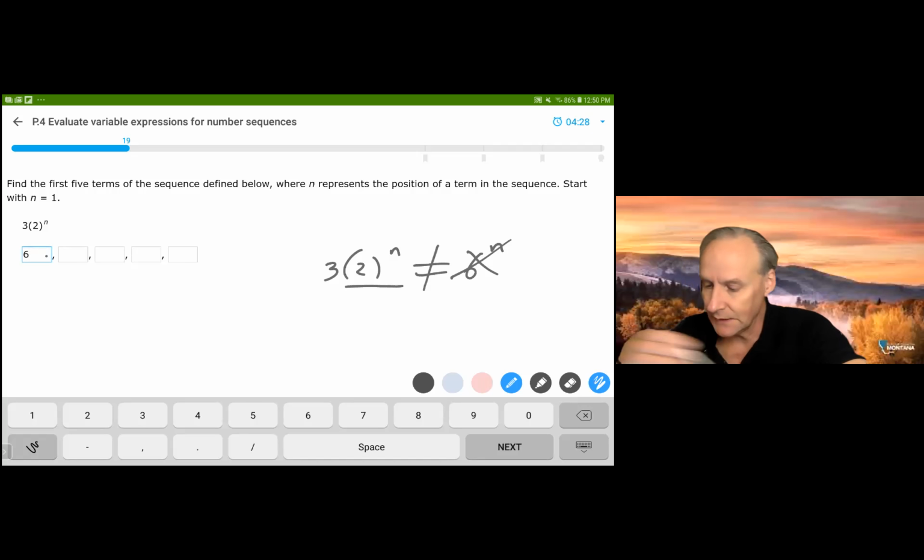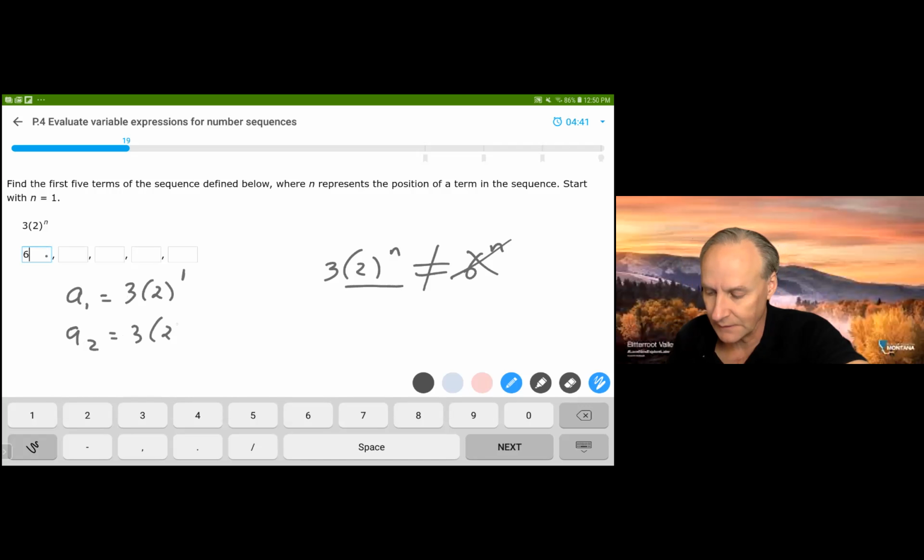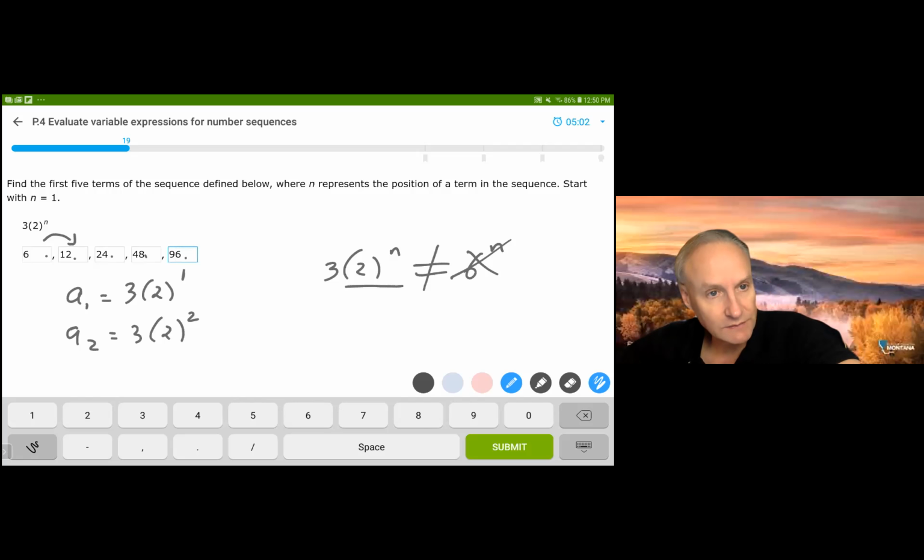Now you can certainly go ahead and write them all out, like a to the first is equal to the first term, which is 3 times 2 to the first power, and the second term is 3 times 2 to the second power, and evaluate it. Even worse, you could put it in a calculator, but if you're really thinking, you can see that I need to multiply by 2 to get to the next term, which is 12, and times 2 is 24, and times 2 is 48, and times 2 is 96. And that's it. That's all you had to do, is multiply by 2 to get that geometric sequence.